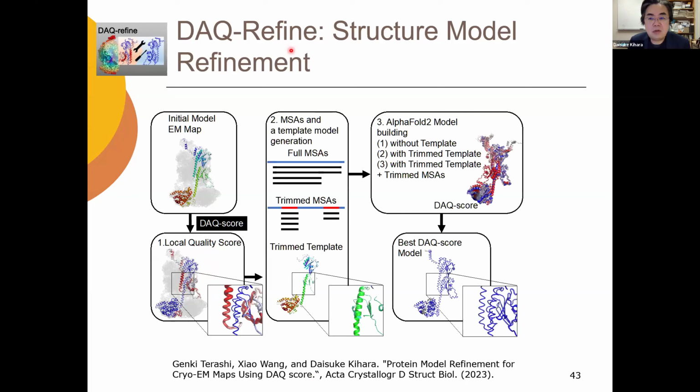Now, what DAQ Refine does is it uses AlphaFold structure prediction methods, but in a very specific way, so that AlphaFold only makes corrections to the wrong regions, instead of allowing AlphaFold to build the entire structure. We will show you that we have a website for this too.